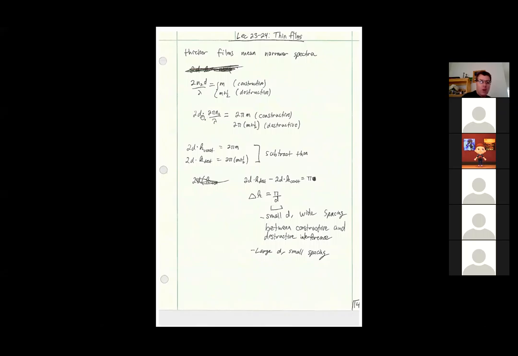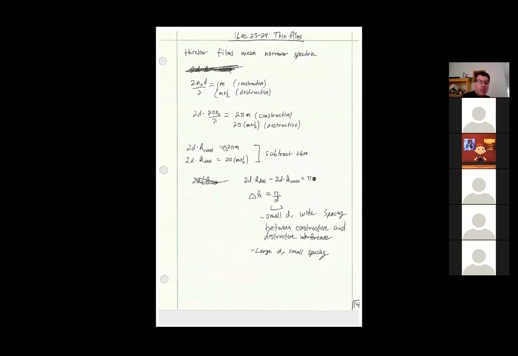I said before that we could rewrite all of these 2N2D over lambda conditions as 2D, the round trip thickness, multiplied by 2 pi N over lambda, which is just NK. And so you're going to get that 2D times K, depending on how we set things up, is either 2 pi M or 2 pi M plus a half. So in this case, for constructive, it's 2 pi m. For destructive, it's 2 pi m plus a half.